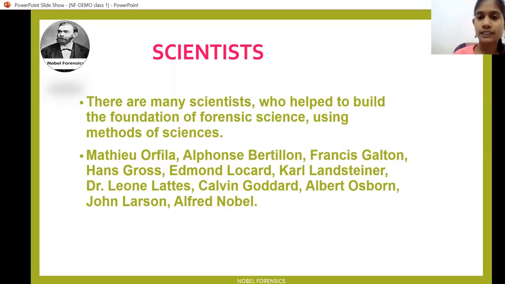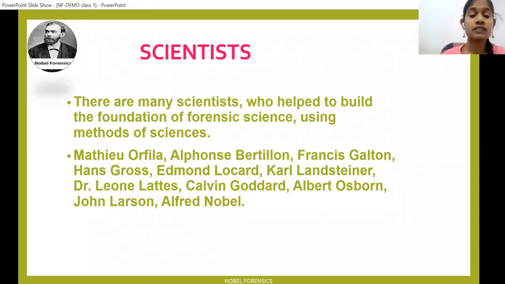Okay, Alphonse Bertillon discovered anthropometry, which is personal identification based on physical body measurements. That method was also known as anthropometry, the Bertillonage system, or portrait parlé. Then Francis Galton was the father of fingerprint study, which is dactyloscopy or dactyloglyphics. Francis Galton discovered the basic classification for fingerprints.